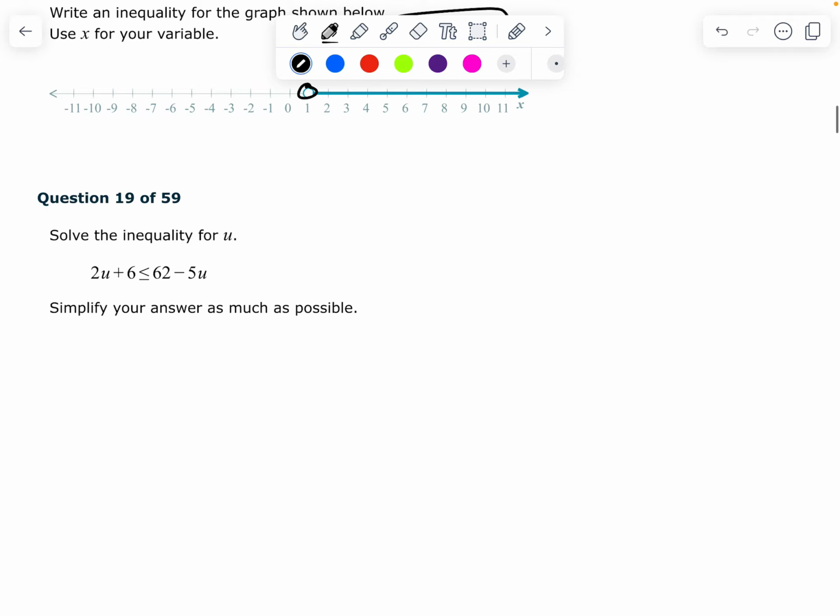Solve the inequality for u. As soon as you get the u by itself, you're done here, okay? So let's do all our adding and subtracting first. I'm going to add 5u. You could have subtracted 2u. 7u plus 6 equals 62. Subtract the 6. 7u equals 56.